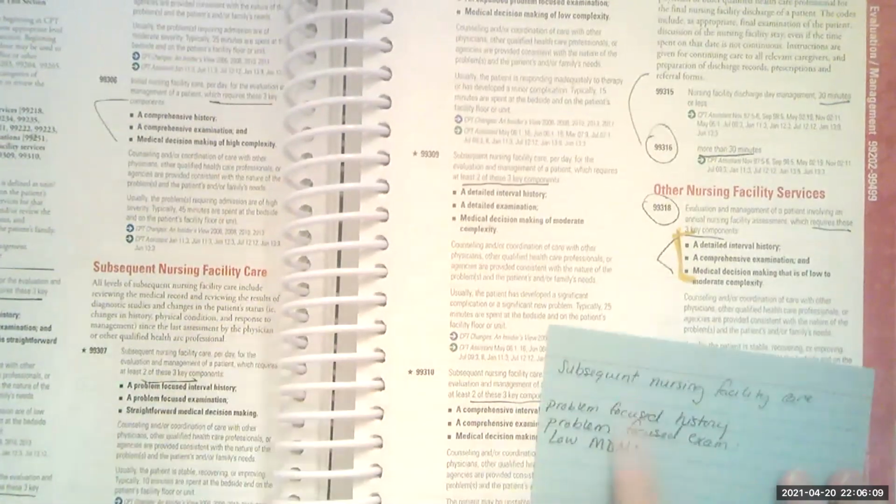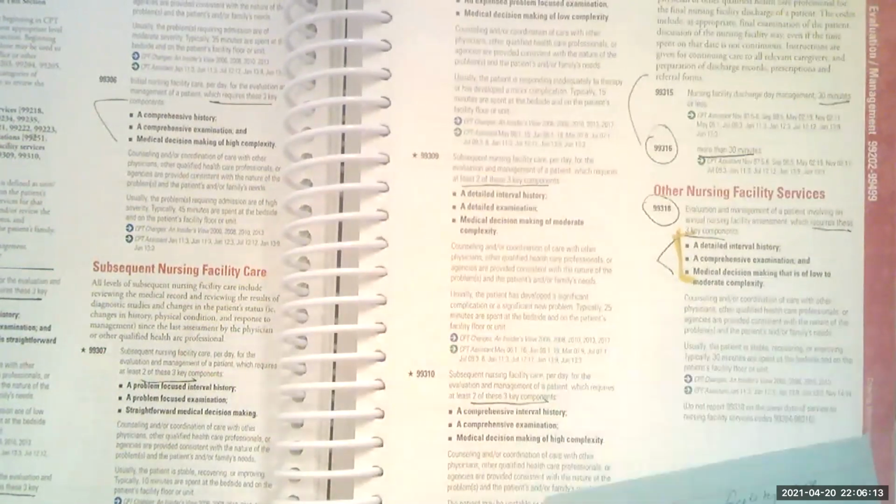So if we look at all of the codes, which usually you're not going to, you're going to go right to the ones where you say, oh, where's this MDM? And I'm going to look at that. But for now, let's just look through them. There's not that many. This has an MDM of high complexity, a comprehensive examination, and a comprehensive interval history, which is just the history.